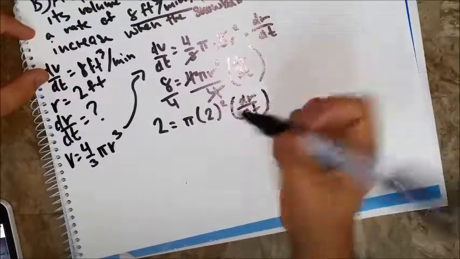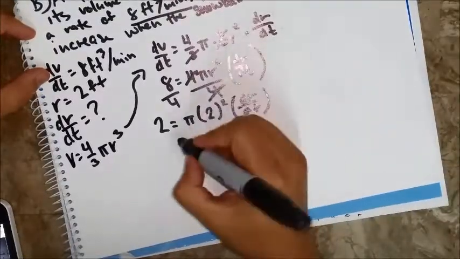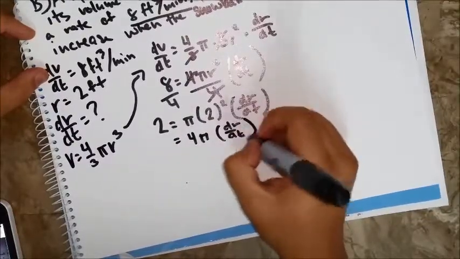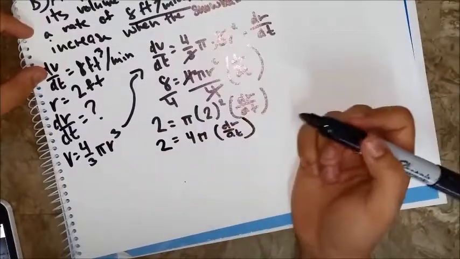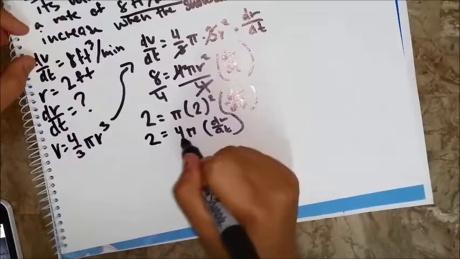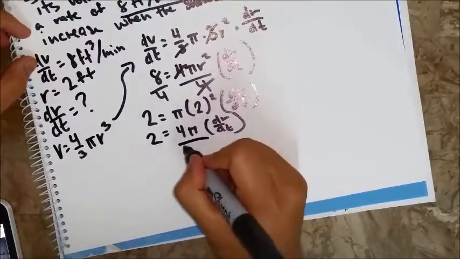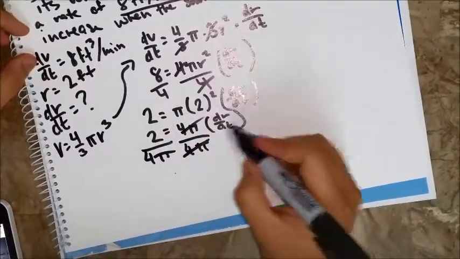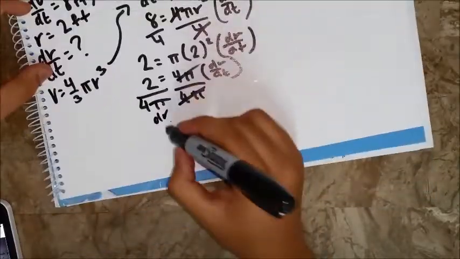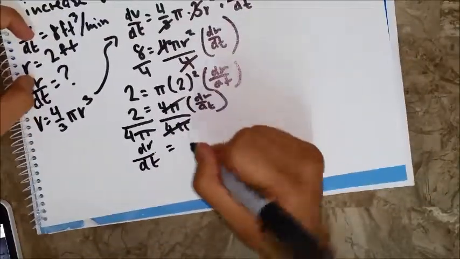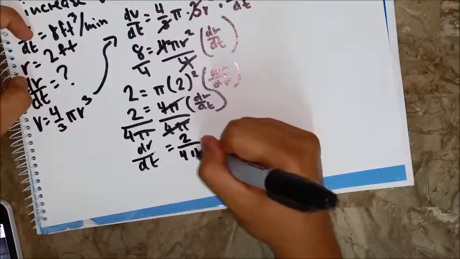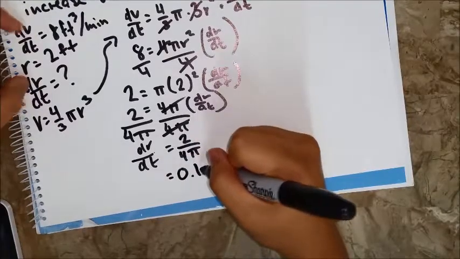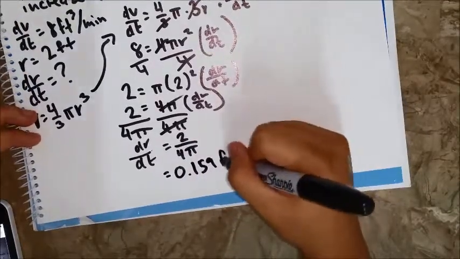Next, we do the math, which is we make it 4 pi dr over dt, equals 2. And next, we have to take this out, so we divide both sides. That's how we get the dr over dt, which will be 2 over 4 pi, which, if you do the math, will become 0.159 feet per minute.